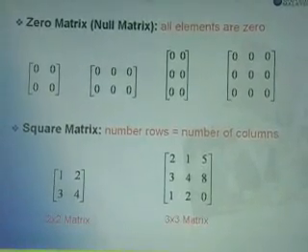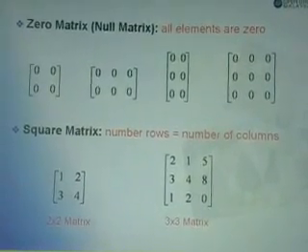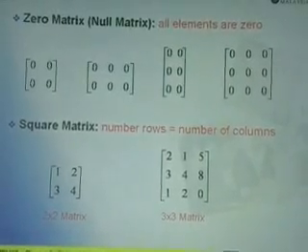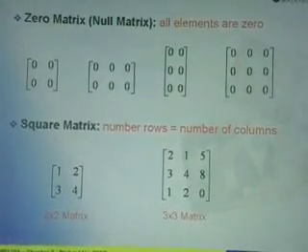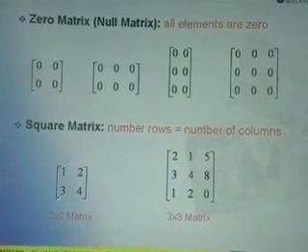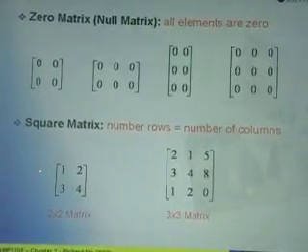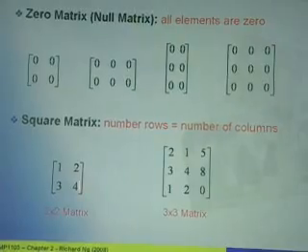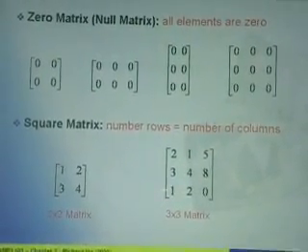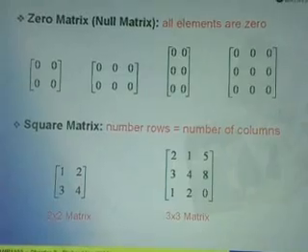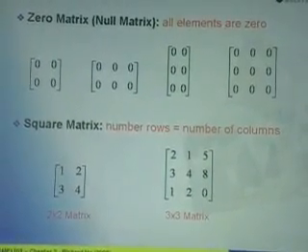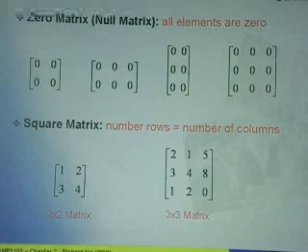What is a square matrix? A square matrix is a matrix which has the same number of rows and columns. For example, in the first example here, which is a 2 by 2 matrix, there are 2 rows and 2 columns. In the second example, there are 3 rows and 3 columns. Therefore, these two types of matrices are known as square matrices.